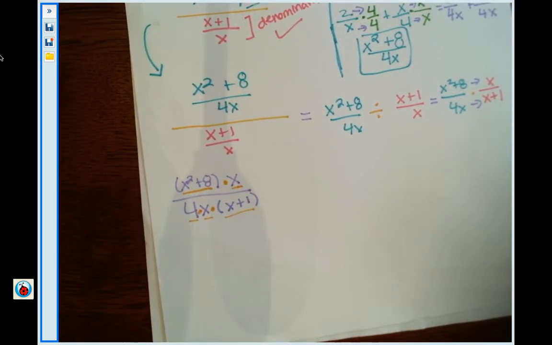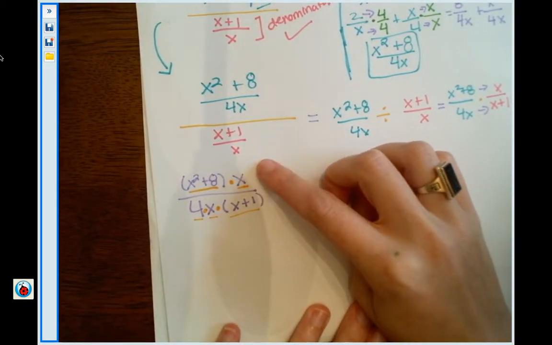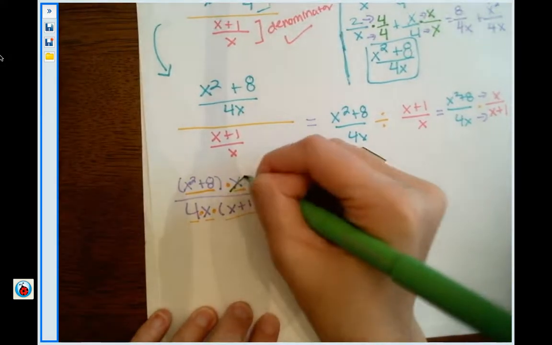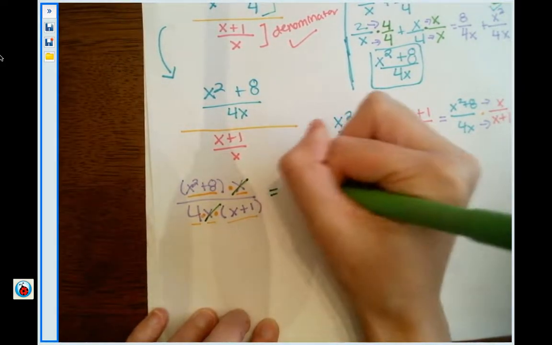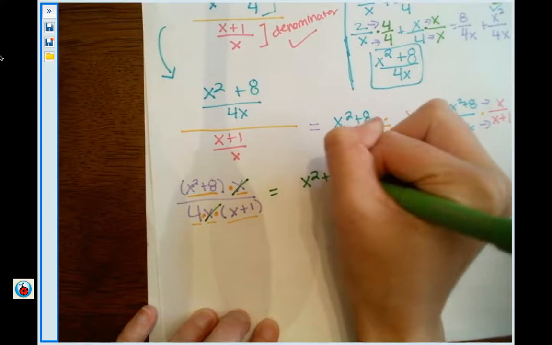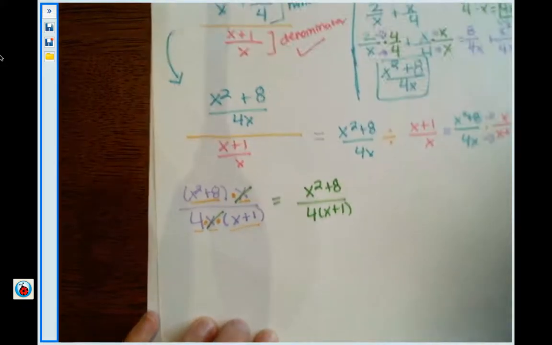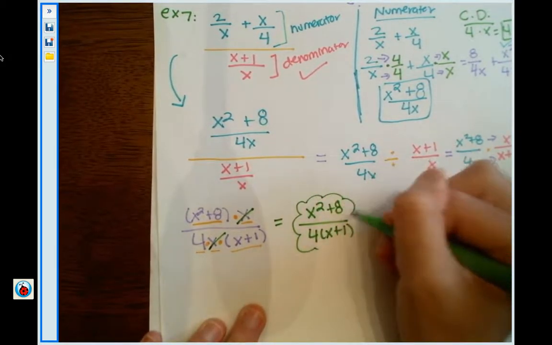So let's see, can I simplify this down any further? What is in the numerator that I'm allowed to cross out that's also in the denominator? You guys are so smart. It is the x. Bam, bam, my x is gone. So all I'm left with is x squared plus 8 over 4 times x plus 1. And I cannot simplify any further. So this would be my final answer.